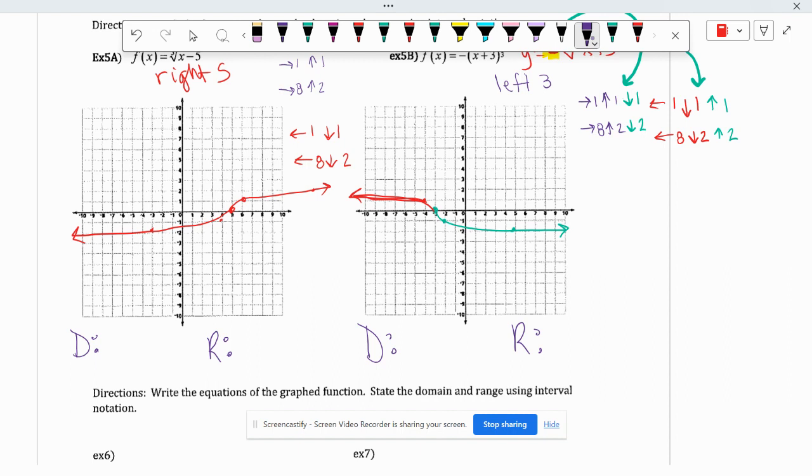All of them. So domain is all real numbers, and you can write it in set notation, -infinity, comma, +infinity. What is my range? Yeah, all real numbers, -infinity, +infinity. And that's going to be the same thing for both of these. Both functions are cubic functions. All right.